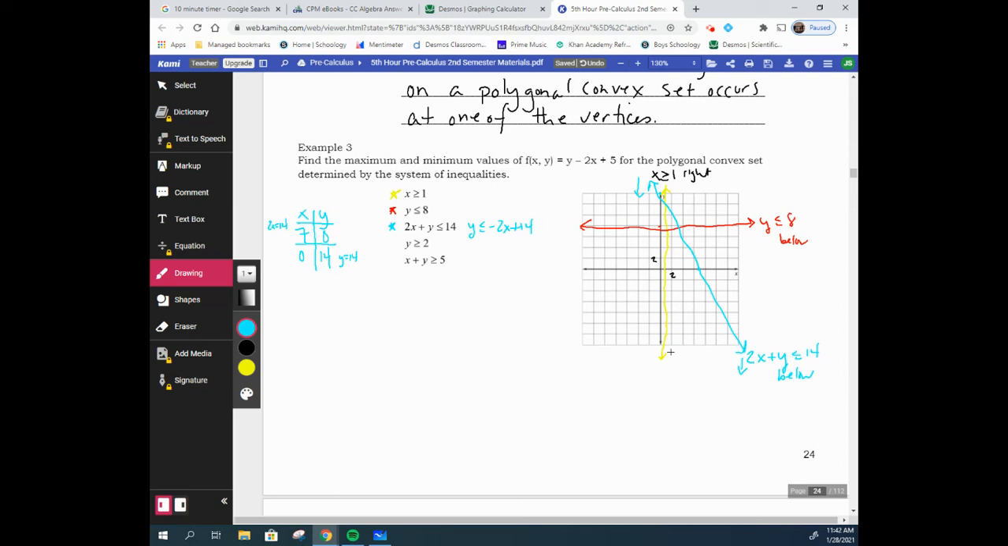All right, so then right now I'm below the red, I'm to the right of the yellow, and I'm below the blue. So right now I'm kind of looking at this region here. All right, then I have another line here that's y is greater than or equal to 2. That's a horizontal line through 2.